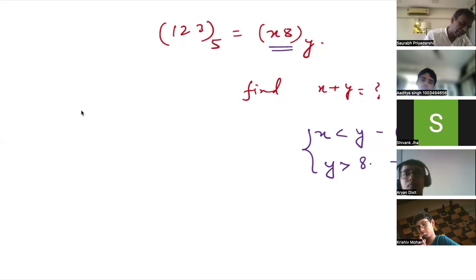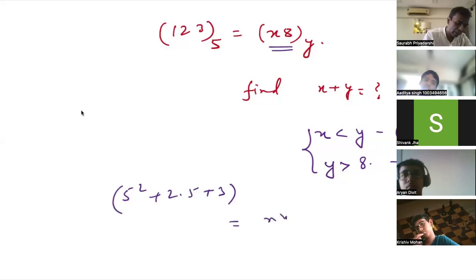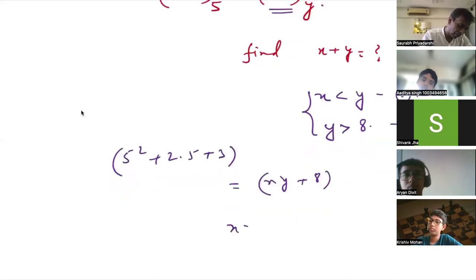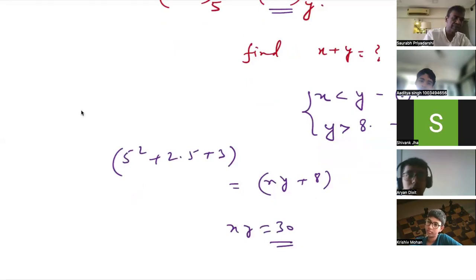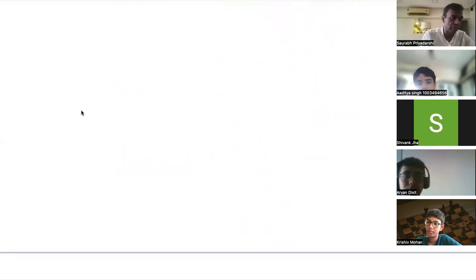Then we have to go for the answer. And the answer writing is very simple, right? 5 square plus 2 into 5 plus 3, that must be equal to xy plus 8. Xy is equal to what you are getting? 30. Right? Then obviously we have to choose a number. What other numbers will come? 130, 215 and 310. That's it. So these are simple questions, but obviously we have to be a little careful. Now I'm going to a nice question, right?